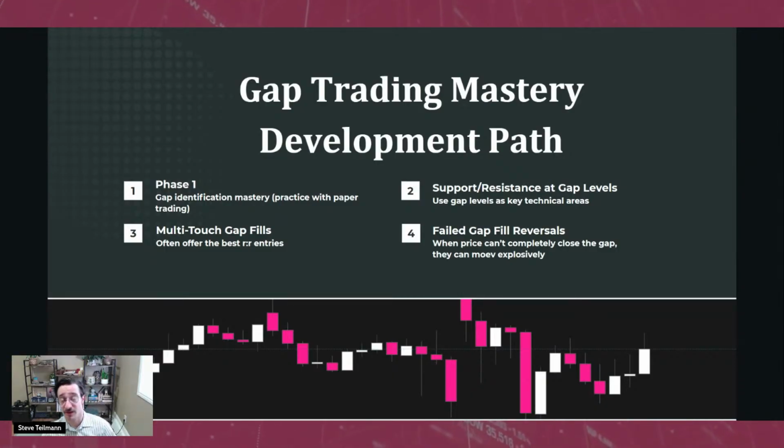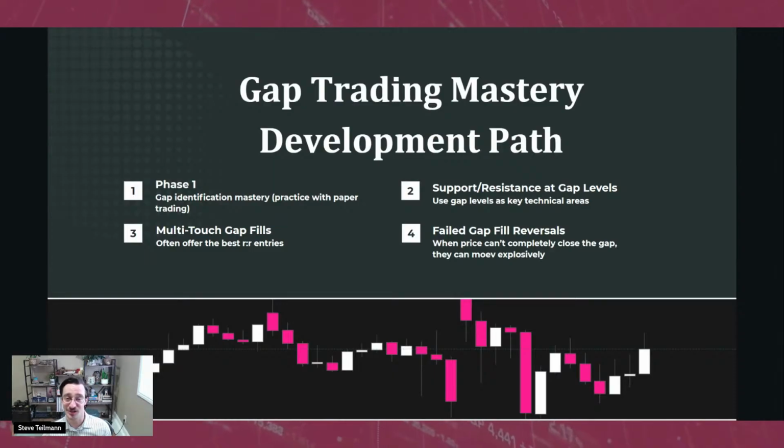So yeah, just basically keep a very close eye on these gap levels because they're going to be kind of our inflection points about whether they are gap fills or gap continuations. One little nuance that you can add into this whole mix once you get that stuff down are multi-touch gap fills.